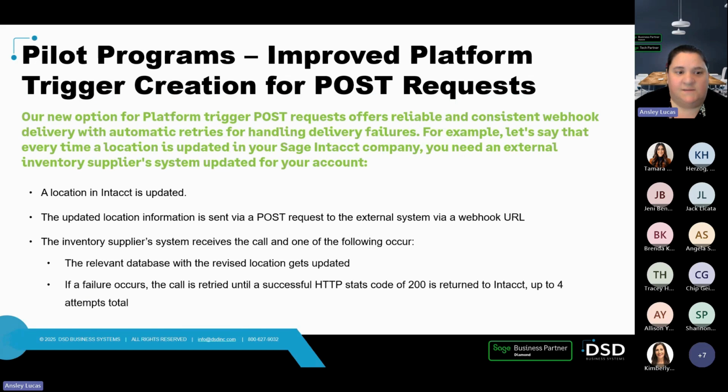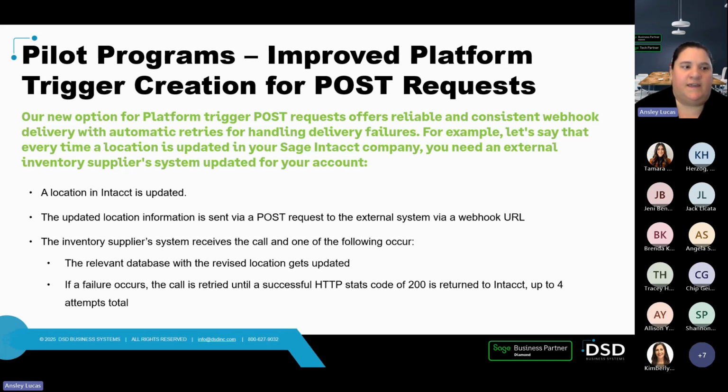The next one, and this one I'll do a little bit of explaining, is the improved platform trigger creation for post requests. What this is, if you have things that have API calls, let's say you have your accounts payable tied to another system or your payroll tied to a payroll system, they're actually looking at helping by creating a platform trigger request to actually send information out to the other system that is handling your information.